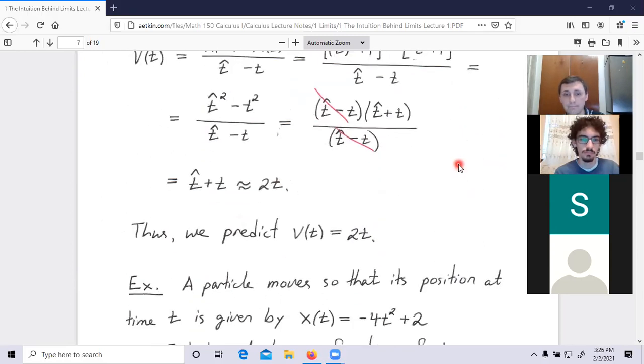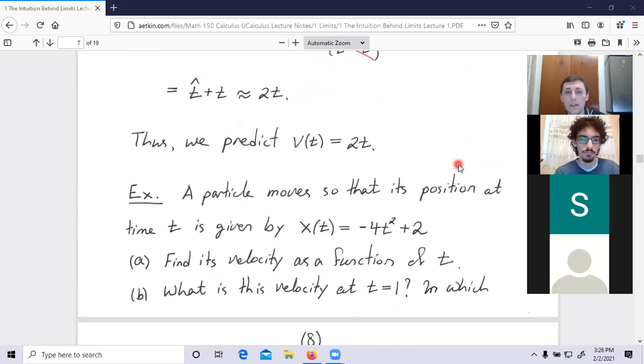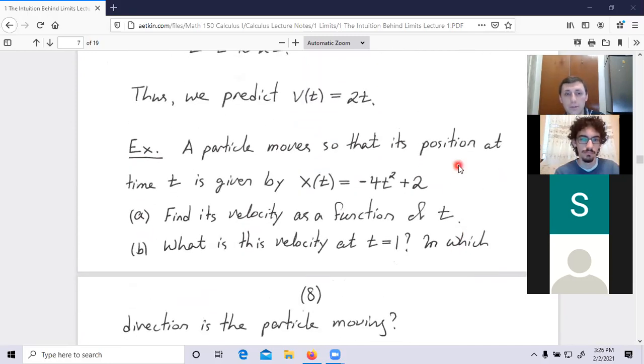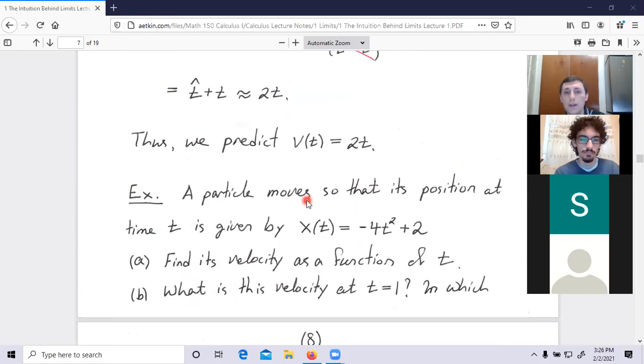Now it is your turn. I'm not sure if we have full time for it, but your turn. So a particle moves so that its position at time t is given by x(t) equal to minus 4t squared plus 2. Okay, that's the position in time. Let's say it's verified somehow. Your goal is to find its velocity as a function of t. Do you understand what I'm asking? I'm asking you to construct the velocity, the speedometer, for any moment of time for that particle.